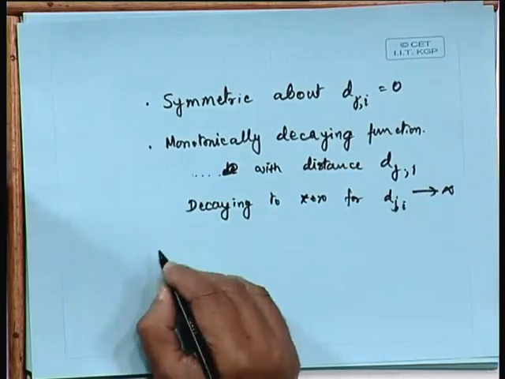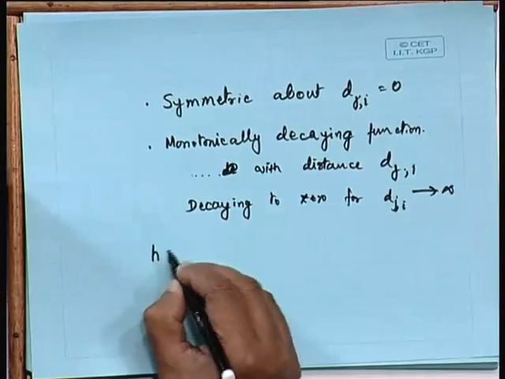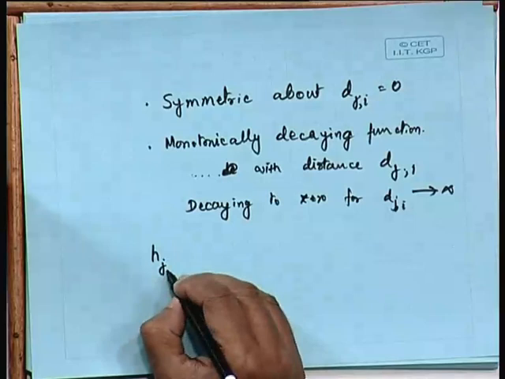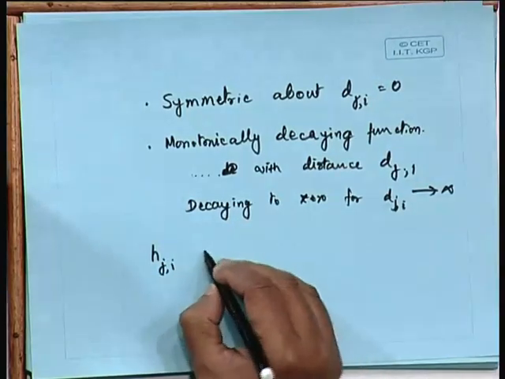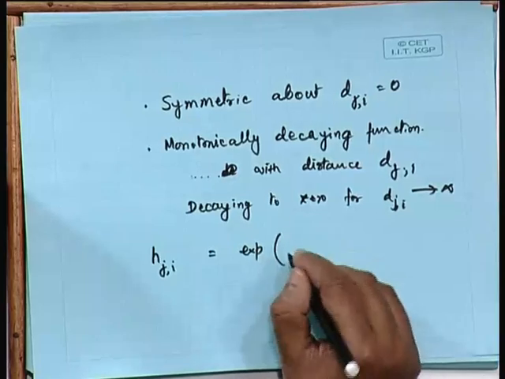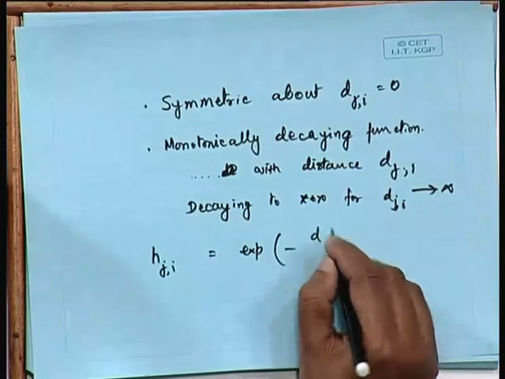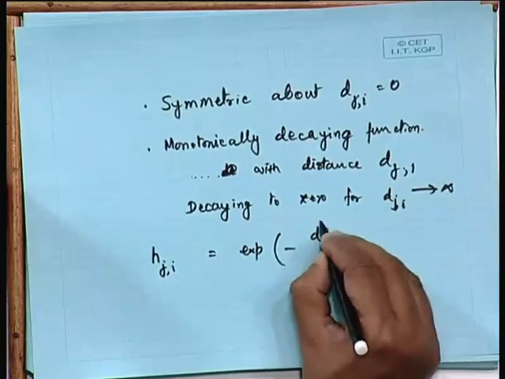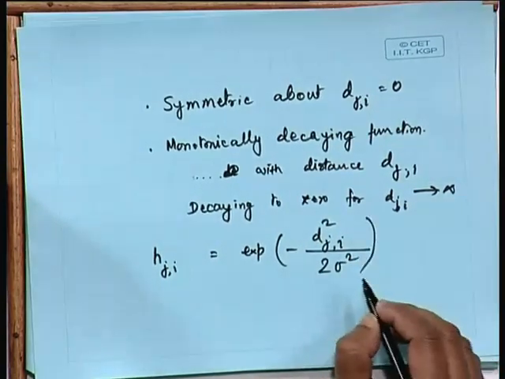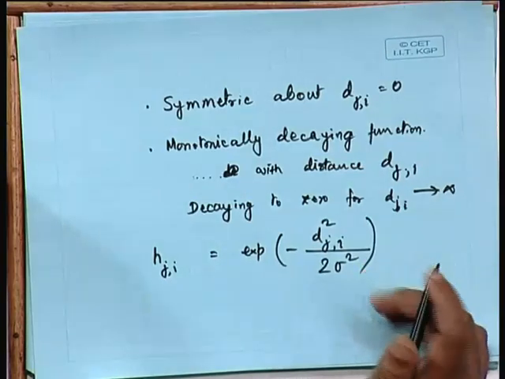So, a typical choice is the Gaussian function. If we choose the Gaussian function, then we can express h of ji as exponential to the power minus dji square upon 2 sigma square, where sigma is the width of the Gaussian function.